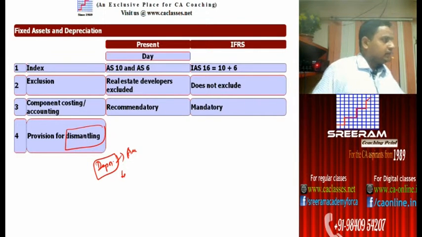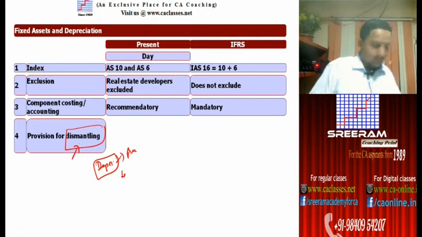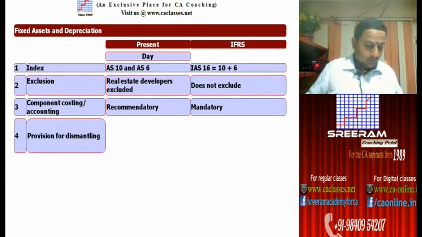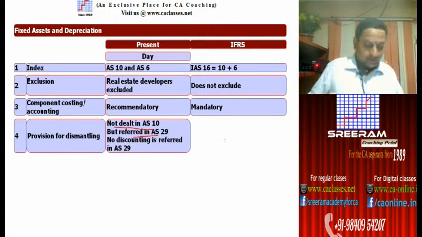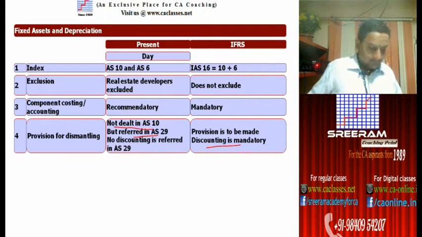Because of time value of money, we need to take it into today's terms, which means we need to discount it. So the discounted value, we need to take the dismantling cost. Again, the objective is providing funds for replacement only, or spending that amount only, recovery of cost. So it is not dealt with in AS 10 at present, but referred to in AS 29. No discounting is referred to in AS number 29. But here, where a provision is to be made, discounting is mandatory.